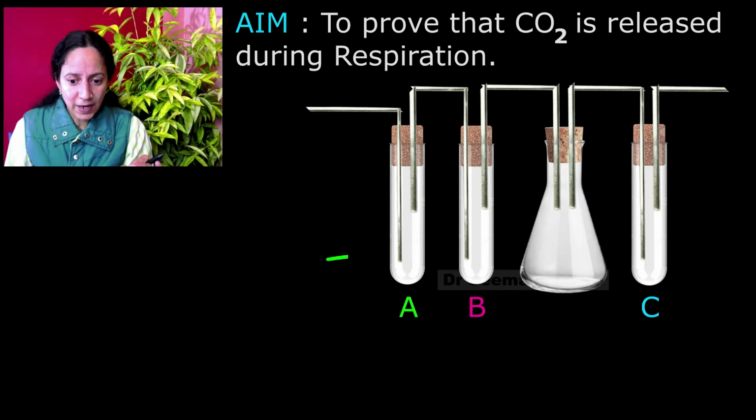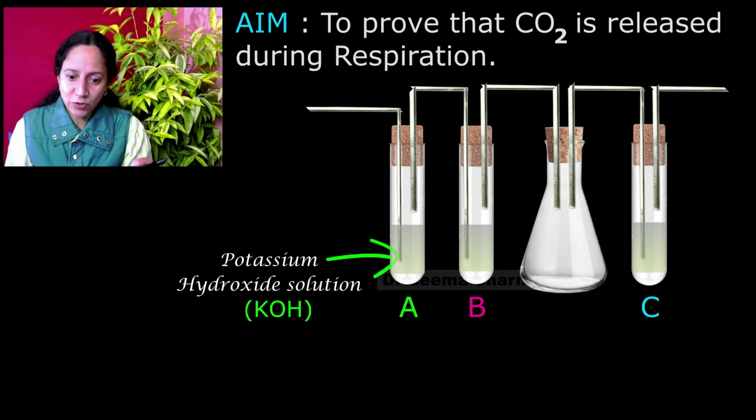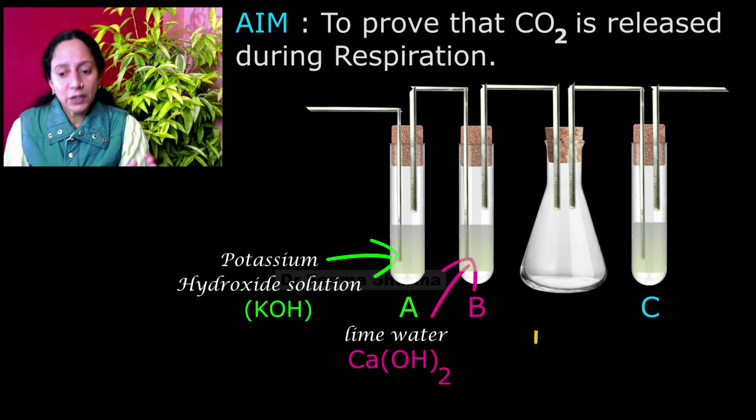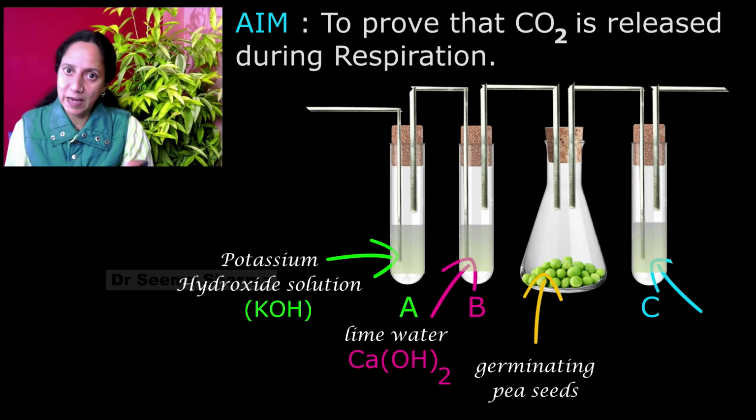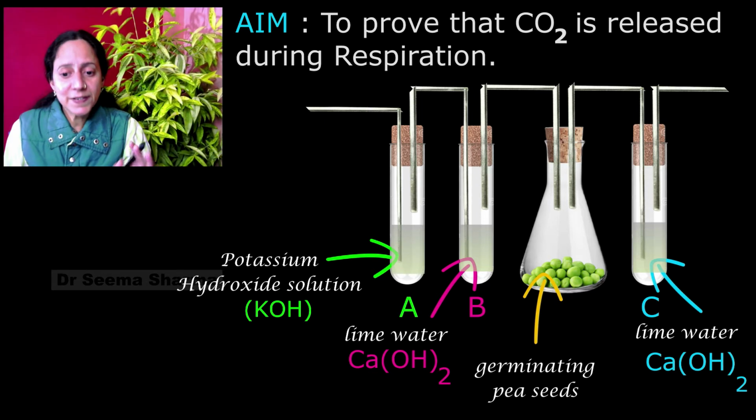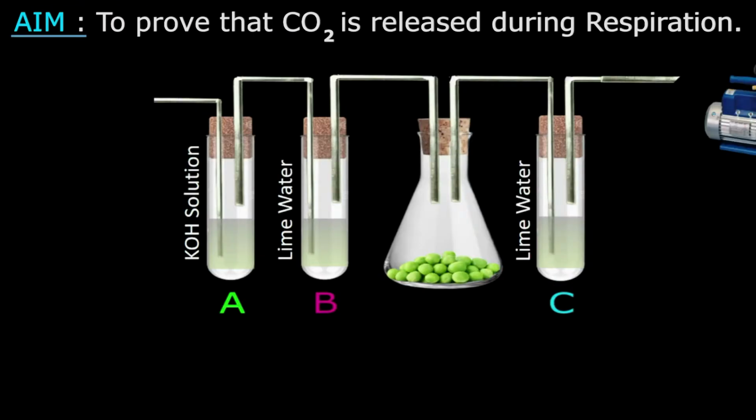In test tube A, we have taken potassium hydroxide solution. In test tube B, we have taken lime water. In the conical flask, we have taken germinating pea seeds. And in test tube C, again lime water is present. Now this experimental setup is connected to a suction pump.